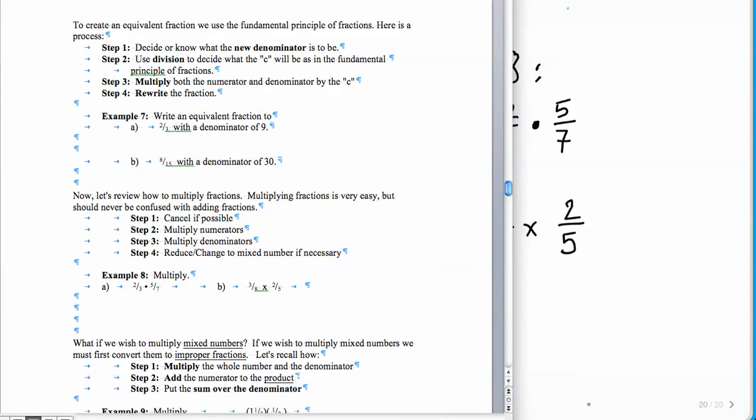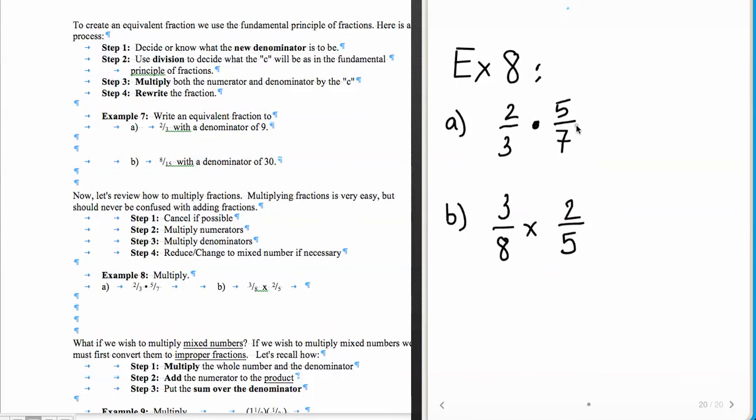Then we multiply our numerators, and then we multiply our denominators straight across, and then we reduce it or we change it to a mixed number if it's absolutely necessary. If we canceled at the beginning, we shouldn't have to reduce, but you should always check. So we're going to do example number 8 to show you how to multiply. And as I said, this is a pretty easy process.